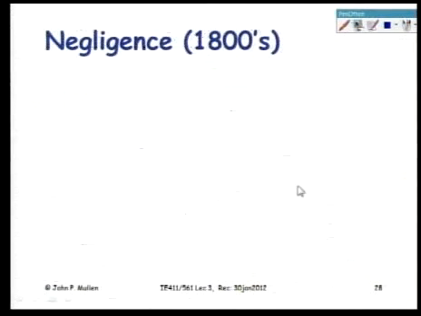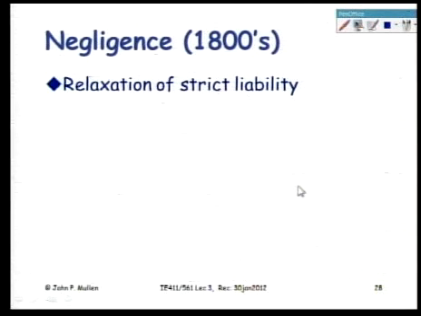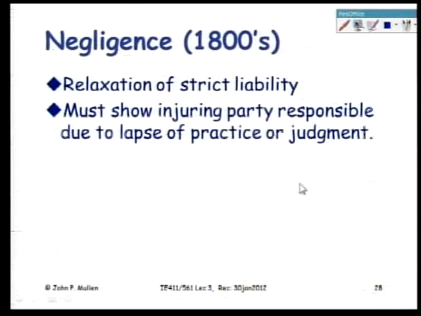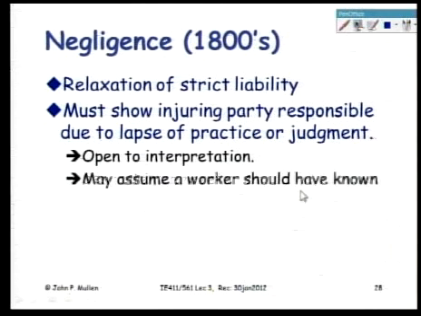Then in the 1800s, there was a relaxation of strict liability. You had to show that the injuring party was responsible due to some lapse of practice or judgment. Of course, this is open to interpretation, and you could assume if it's in a factory and a person is injured because, let's say, a press blows up, the employer could always argue that the worker should have known the press was going to blow up.